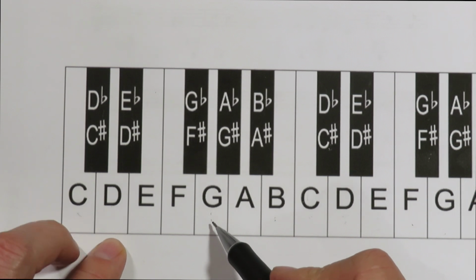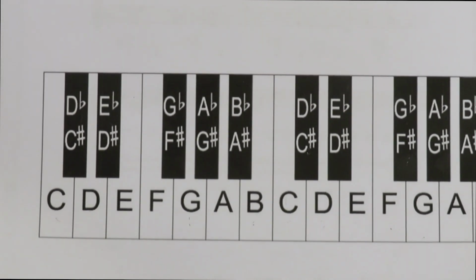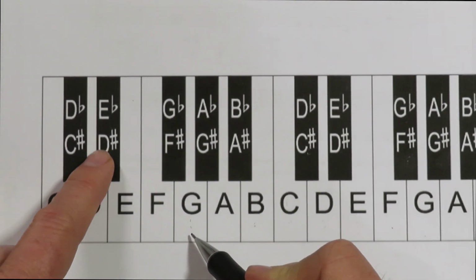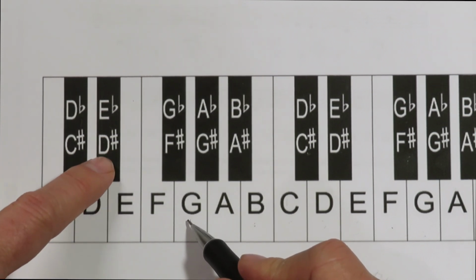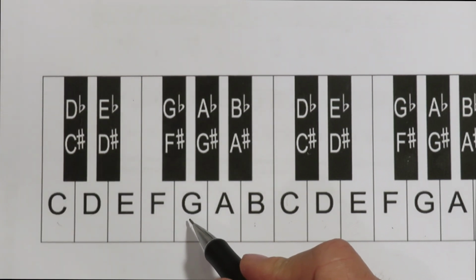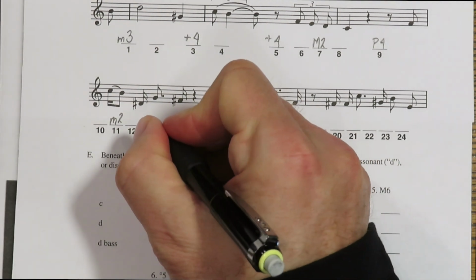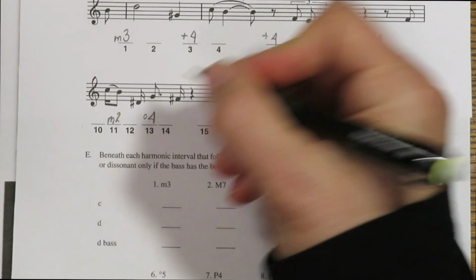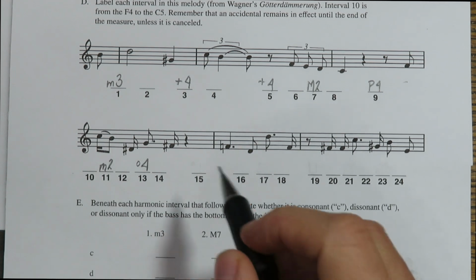Now, D sharp to G. Okay, so D to G, perfect fourth. Now if we raise that D up a half step to the D sharp, it's gotten smaller, right? Okay, so that would be a diminished fourth. Okay, so we put the little degree symbol, diminished fourth.